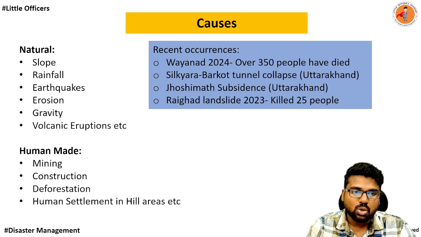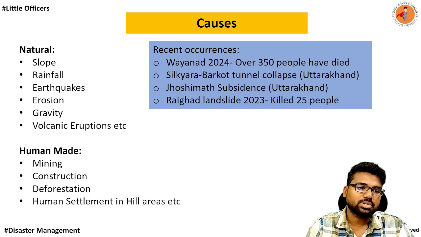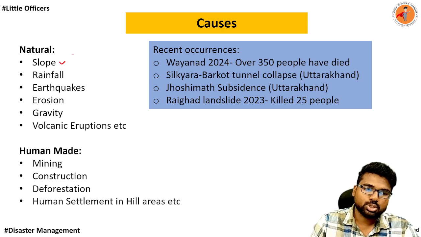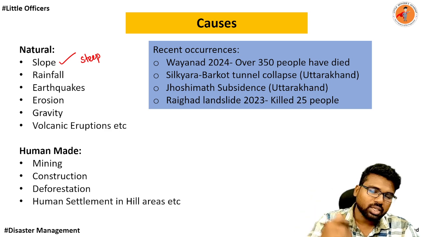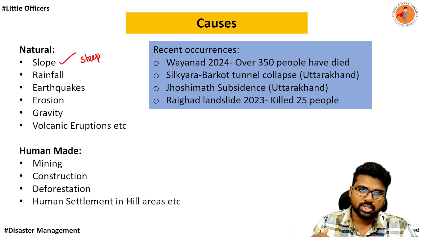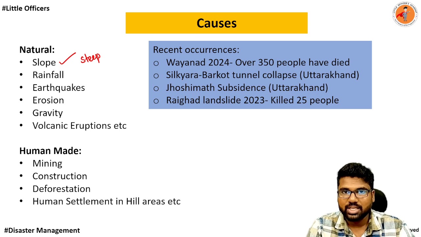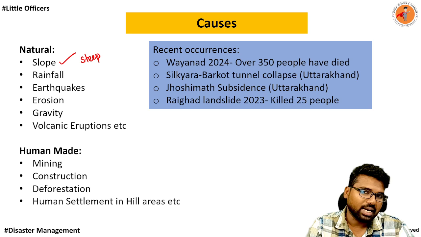Now, what are the causes? See, once again, you can divide the causes into natural and man-made. Natural causes include slope. If there is a steep slope, for example, the Himalayan stretches, there is a steep slope because they are fold mountains with ruggedness. So if there is a slope failure, it can trigger a landslide.